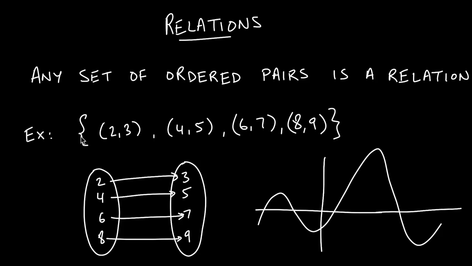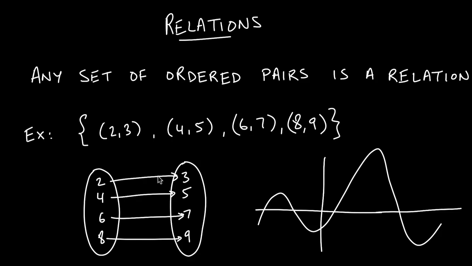Now, we can represent the relation as a set in this notation with these curly brackets, or we can draw it as a mapping, M-A-P-P-I-N-G. A mapping conveys the same information as this, but in a graphical notation. So this means that 2 is getting mapped to 3, 4 is getting mapped to 5, 6 is getting mapped to 7, 8 is getting mapped to 9, which is the same exact information we had up here.